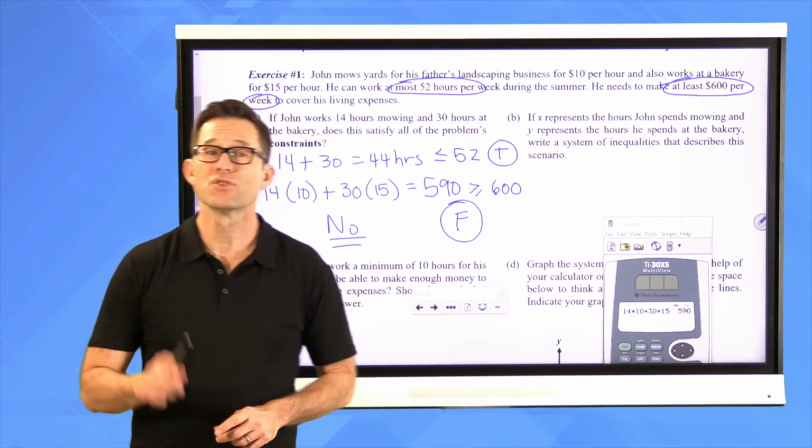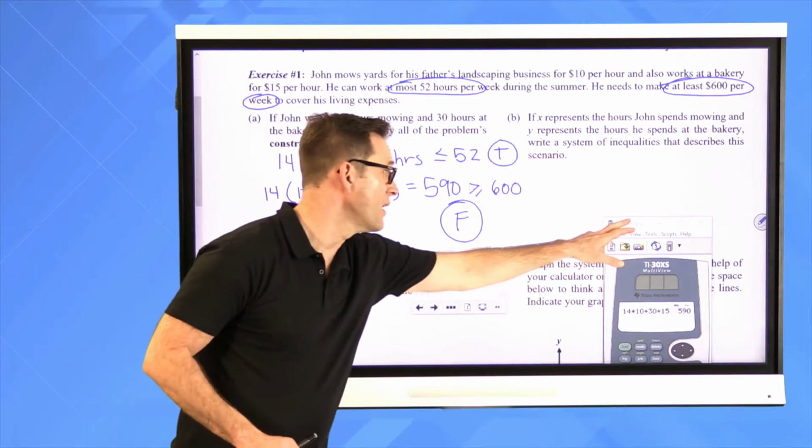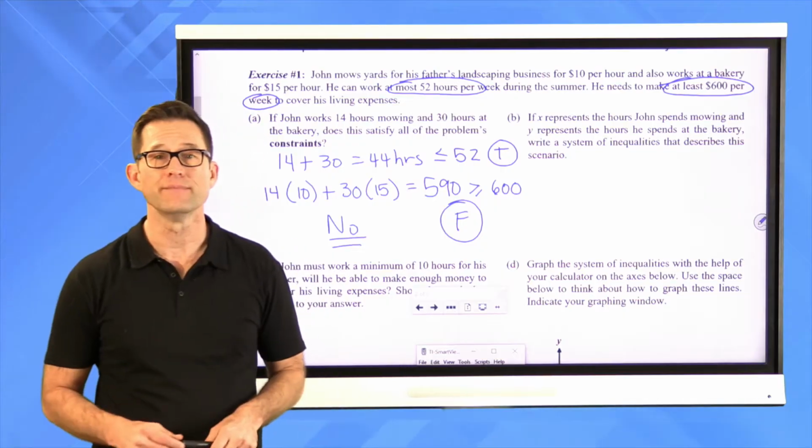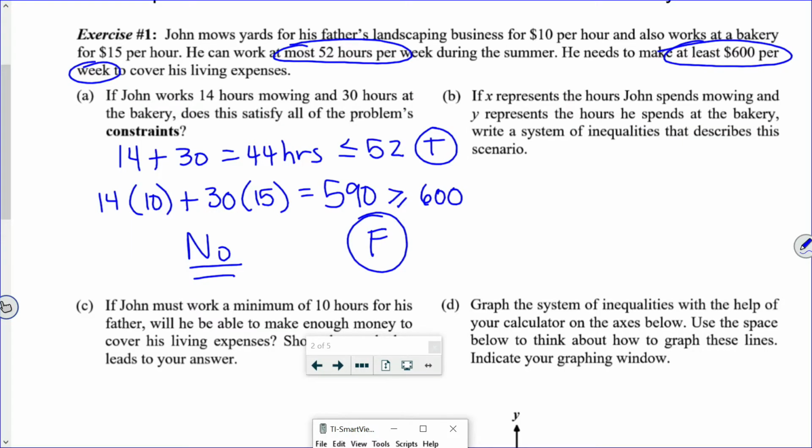All right, so now let's see if we can model the inequalities in this problem using a system. Let's take a look at letter B. If X represents the hours John spends mowing, and Y represents the hours he spends at the bakery, write a system of inequalities that describes this scenario.